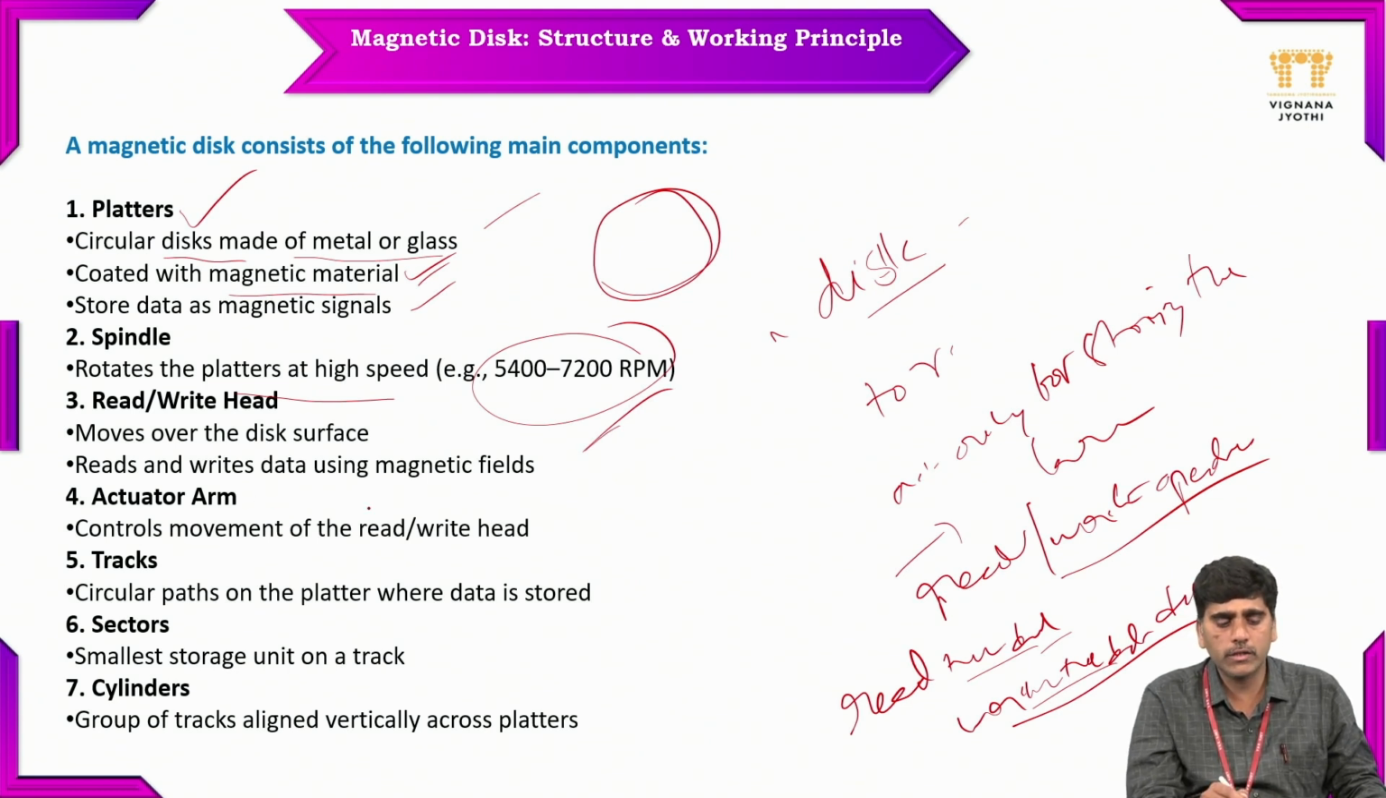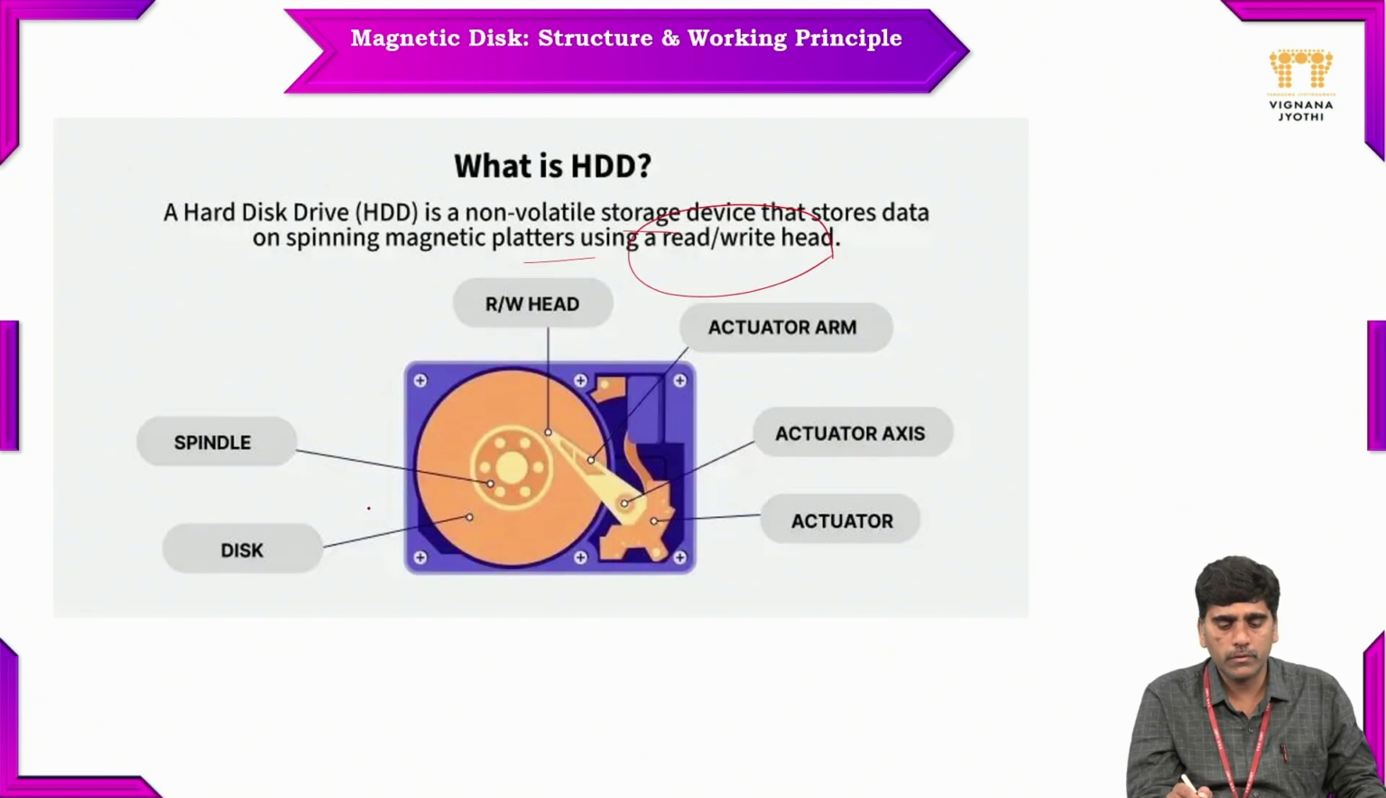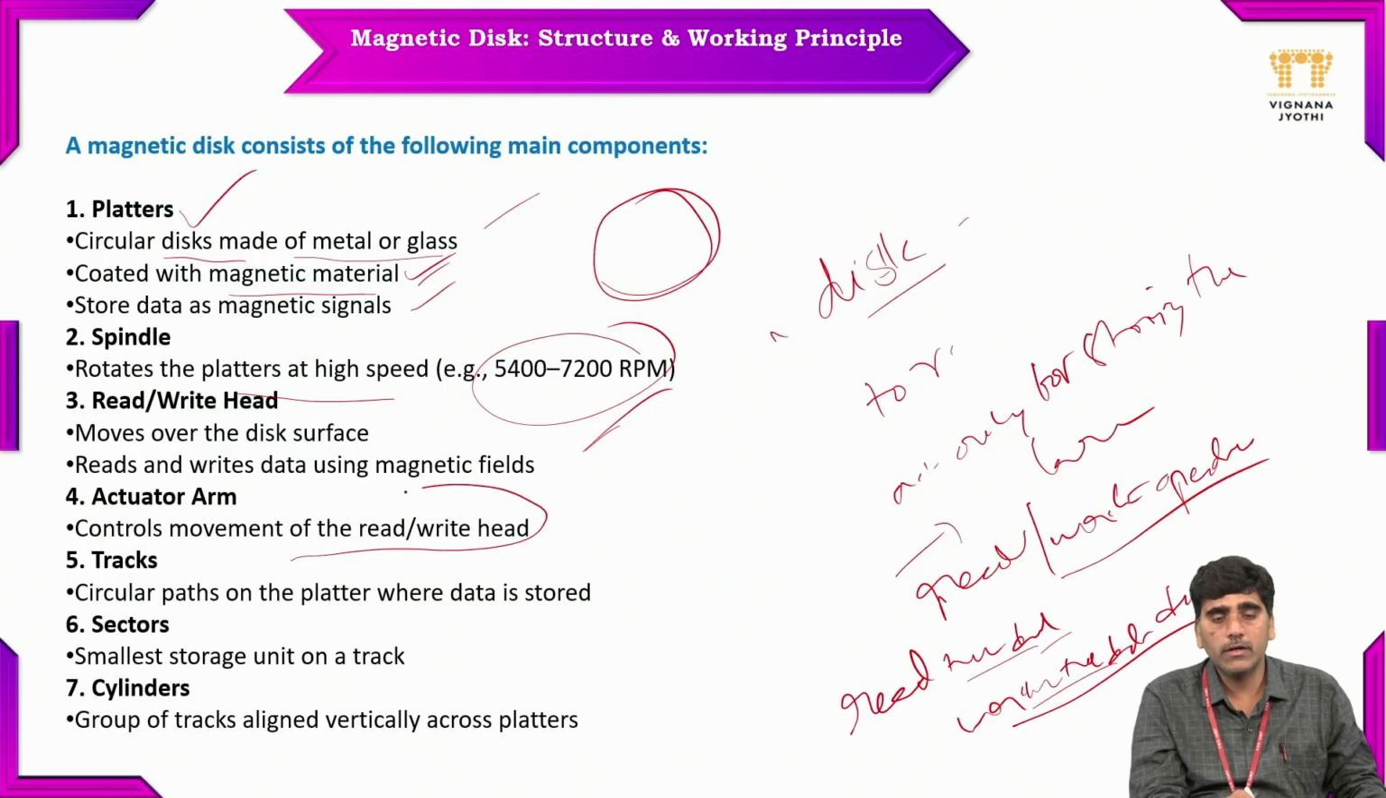And the fourth one, the actuator arm. The actuator arm is this one, which controls the movement of the read or write head. And the tracks are the circular paths on the platter where data is stored. So the data is on the platter, but in the platter all the tracks are available. The track is a circular path on the particular platter where data is stored. And sectors are the smallest storage unit on the track.